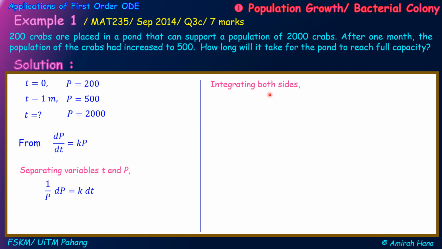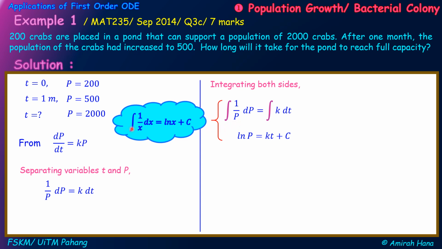After that, integrating both sides. From here, we just put integration sign for both sides. So we can write integration of (1/P) dP equals integration of k dt. And then we integrate left hand side and right hand side. When we integrate (1/P) dP, it equals ln P plus C, but we just put plus C at one side only. From here, we use the formula integration of (1/x) dx equals ln x plus C. So when we integrate (1/P) dP, it becomes ln P plus C.